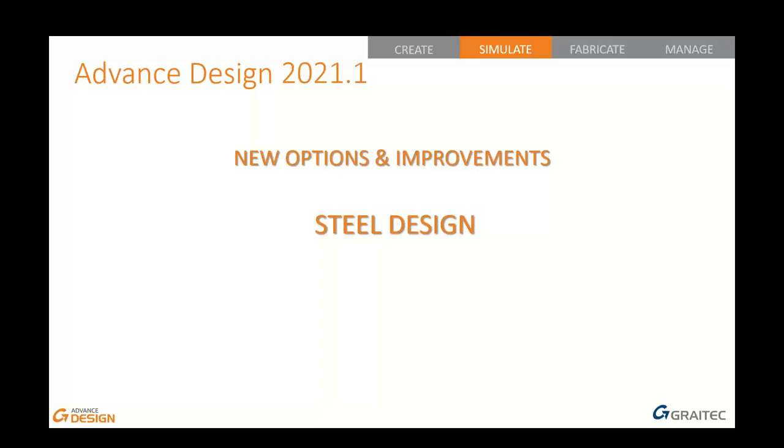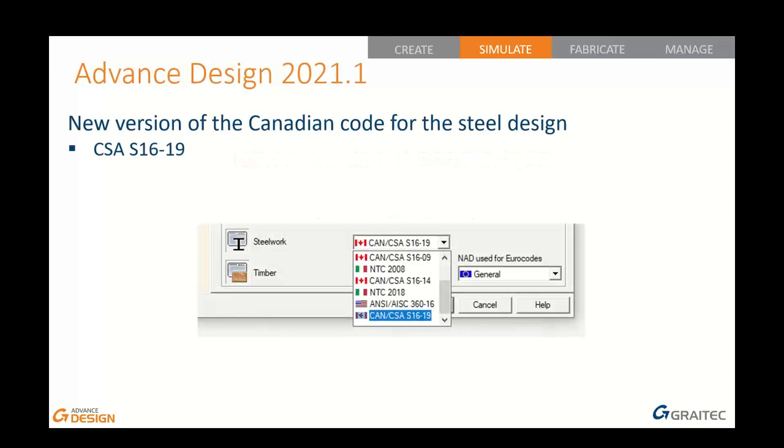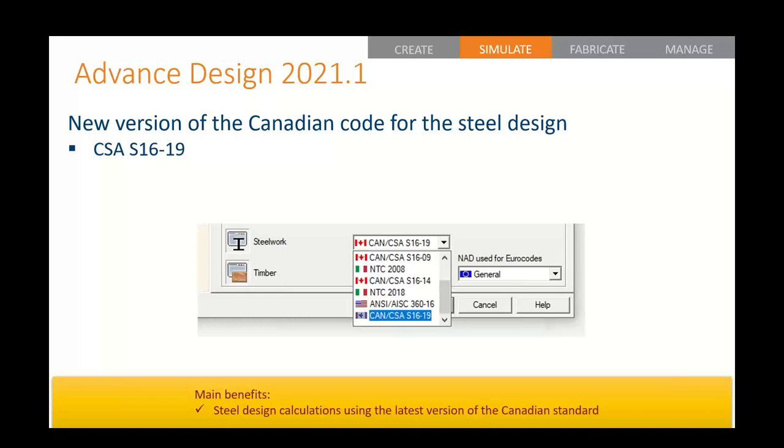Now is the time for new options and improvements related to steel design. Since this version, it is possible to perform design calculations of steel linear elements using the current version of the Canadian standard CSA S16-19. So we can select this code from the list of available steel standards and just do design calculations for steel elements. In short, we can do design calculations of Advanced Design using the latest version of the Canadian standard. That's the benefit of that.